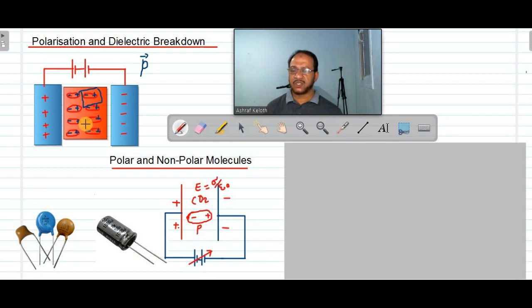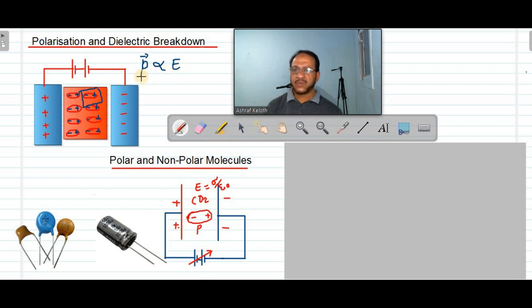This polarization, if I keep on increasing the electric field intensity, suppose I am increasing the positive and negative charge on the plate, we know that this molecule will get more and more elongated. We can say this polarization is directly proportional to the electric field intensity for an isotropic dielectric medium. What is isotropic dielectric? It's identical in all directions, all parts of the material, the same property for the molecules, the same property throughout.